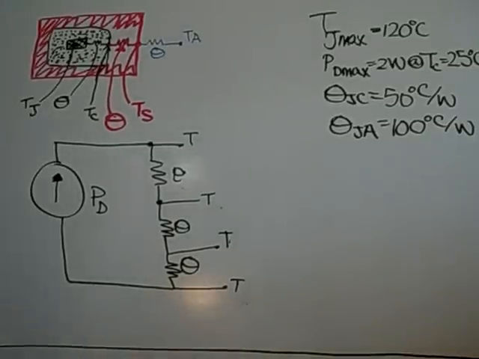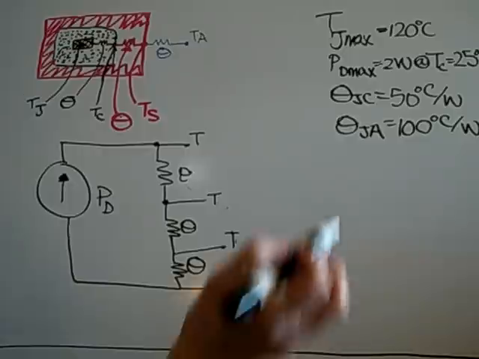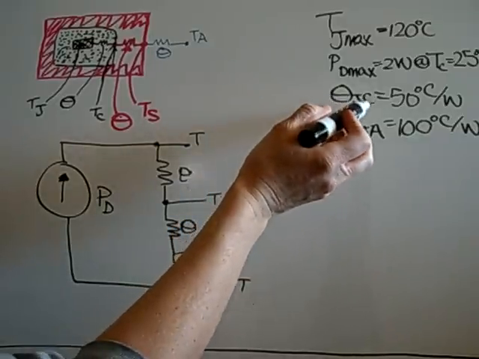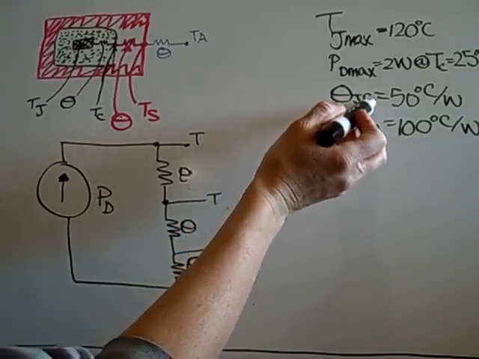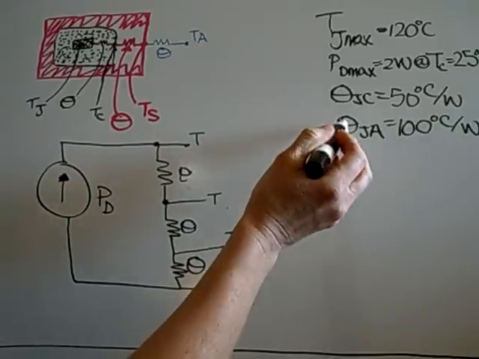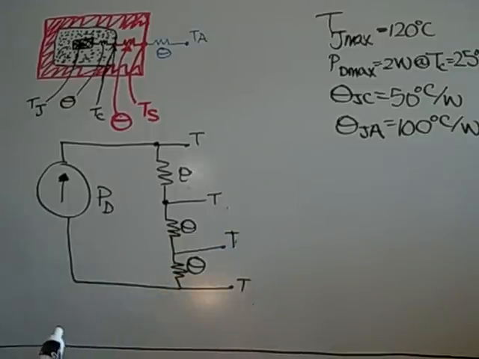This is a problem for a power transistor, and these are the parameters that are given. TJ max is given as 120 degrees C. PD max is given at 2 watts at a case temperature TC of 25 degrees C. The thermal resistance theta JC, which means the thermal resistance between the junction and the case, is 50 degrees C per watt. The thermal resistance between the junction and the ambient is 100 degrees C per watt.